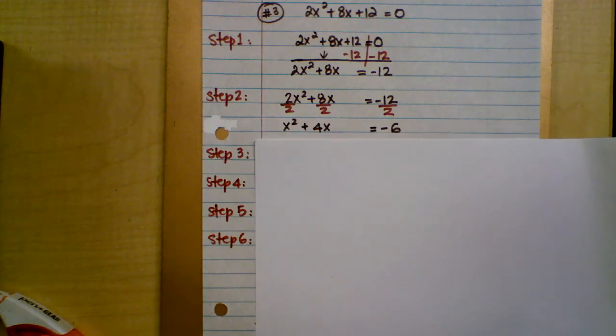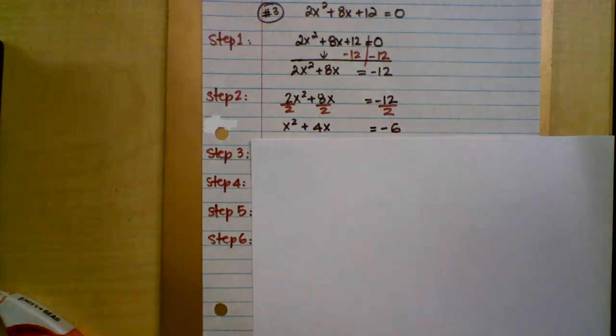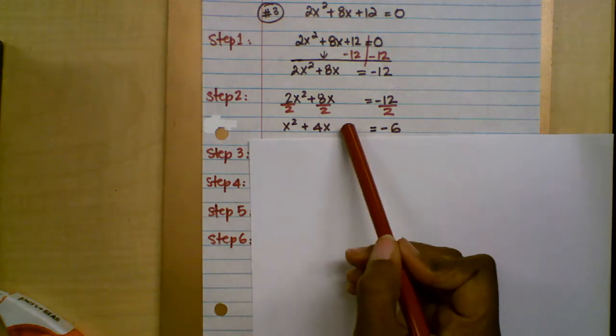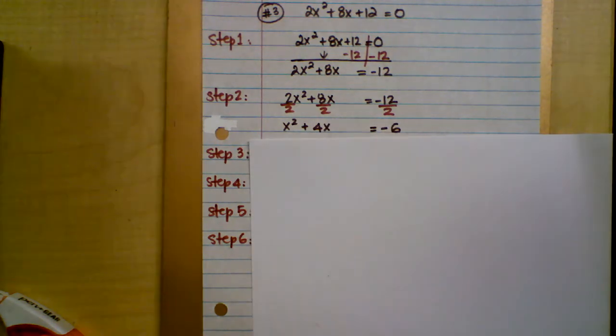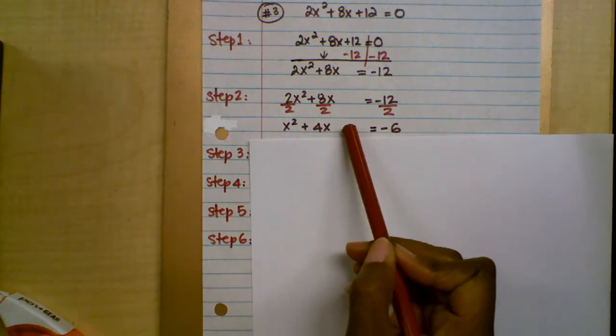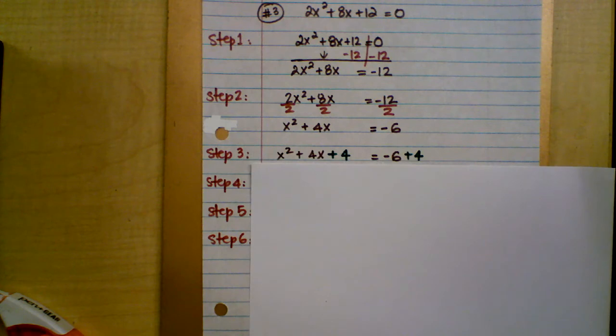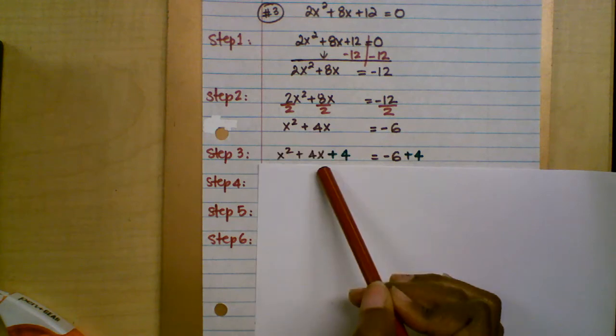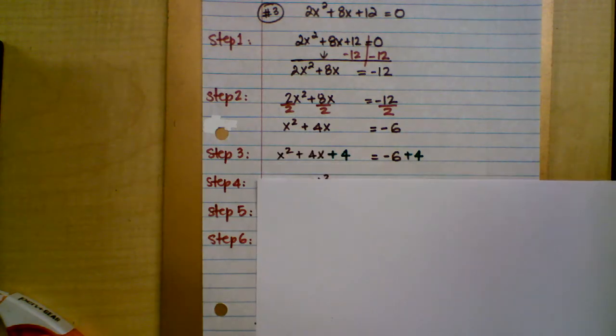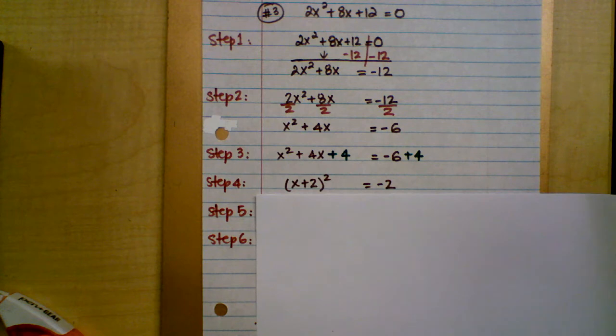Okay, and you end up having now x squared plus 4x. So you have to complete the square. What number would you add here to get the perfect square trinomial? And that number is half of b, which is 2, and the square is 4. So you have to add 4 on both sides. Okay. And then for step 4, you can now factor the left side as a perfect square, which is going to be x plus 2, everything squared. Okay. And then you end up on the right side with negative 2.